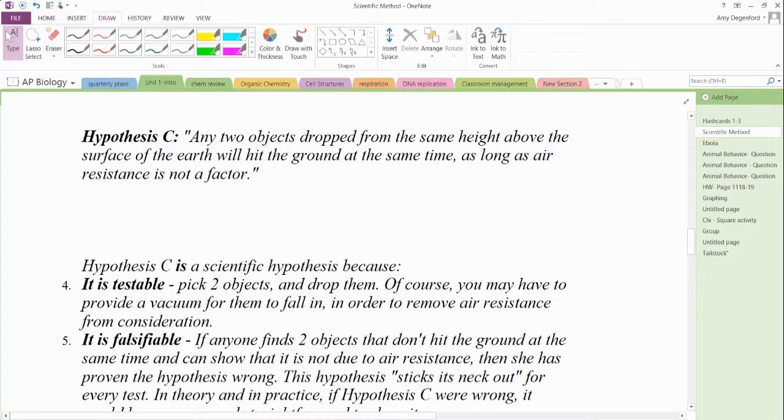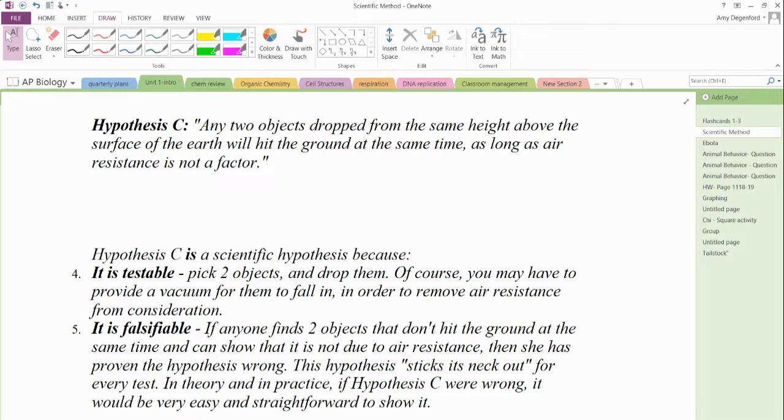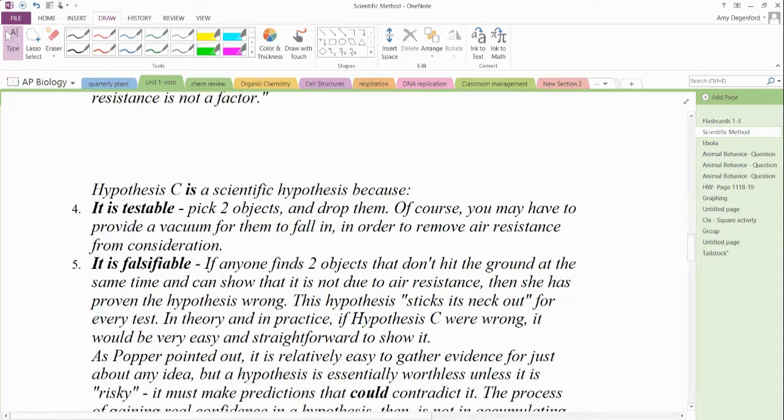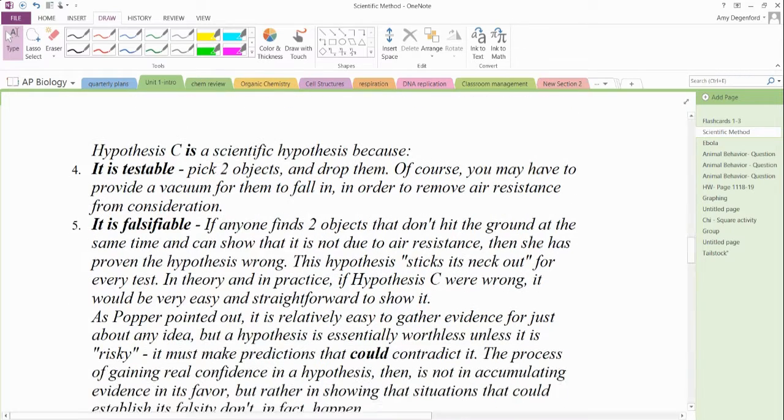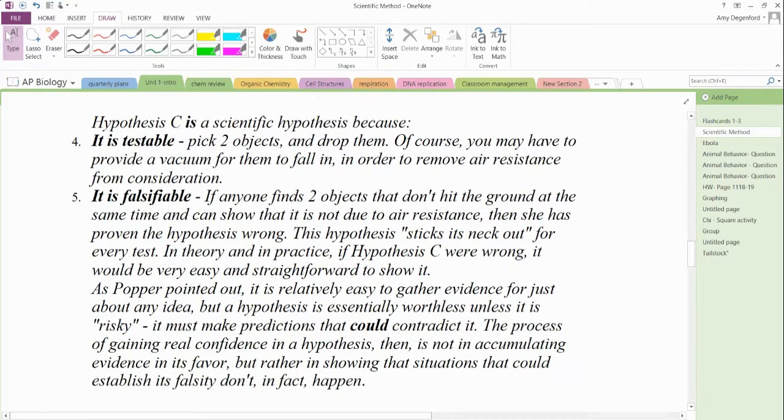How about this one? Hypothesis C. Any two objects dropped from the same height above the surface of the Earth will hit the ground at the same time as long as air resistance is not a factor. Now take a look at this one. Hypothesis C is a scientific hypothesis because it is testable. We can pick two objects and drop them. You may have to provide a vacuum, but you can do that.